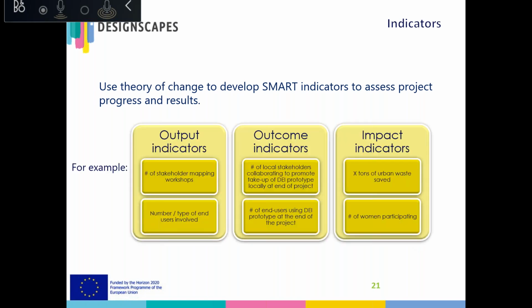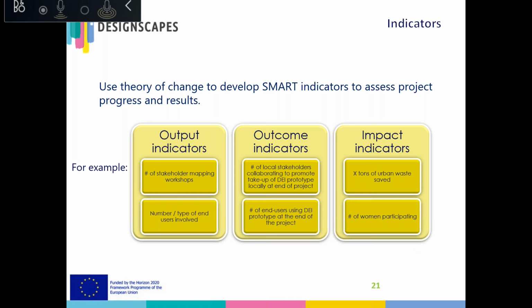And these are just some examples. Normally, we have output indicators, and these relate to us being able to track our project implementation. So things like number of stakeholder mapping workshops we've delivered, or the number and type of end users involved. And then we have outcome and impact indicators that help us measure the changes, or if we are on track with the changes we want to see.